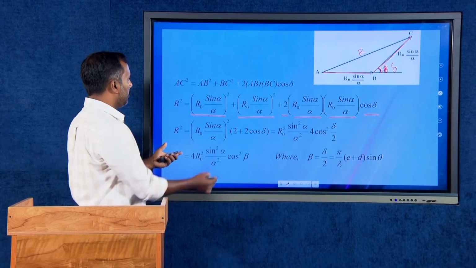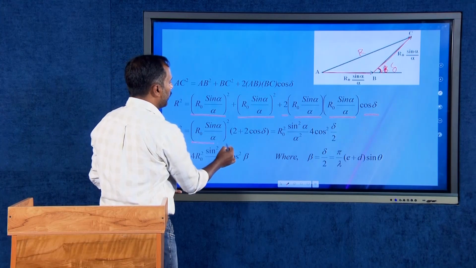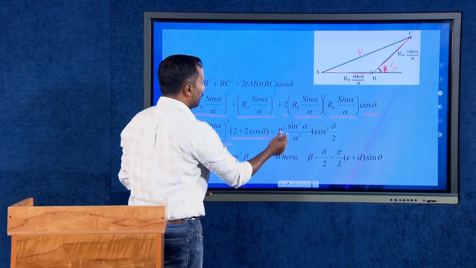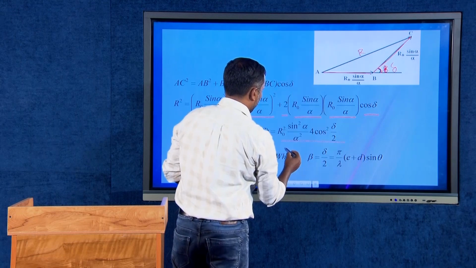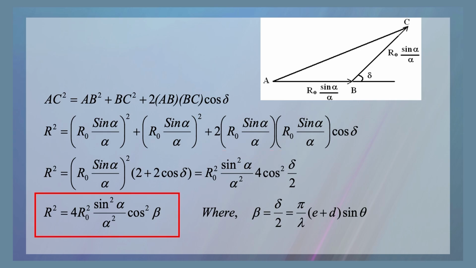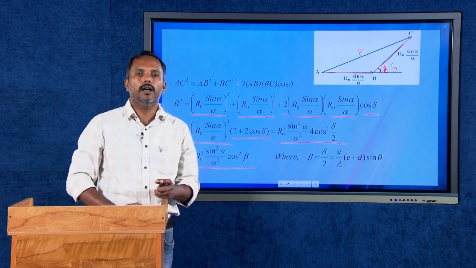Simply, I am expanding R0 sin alpha by alpha, taken as a common factor from all, and then we can have 2 into 2 cos delta. So, you can simply derive it like this: R0 square sin square alpha divided by alpha square into 4 into cos square delta by 2. Therefore, the square of the resultant amplitude R square is 4 R0 square sin square alpha by alpha square into cos square beta, where beta is pi by lambda into (e plus d) sin theta. This way you can also calculate the resultant amplitude.